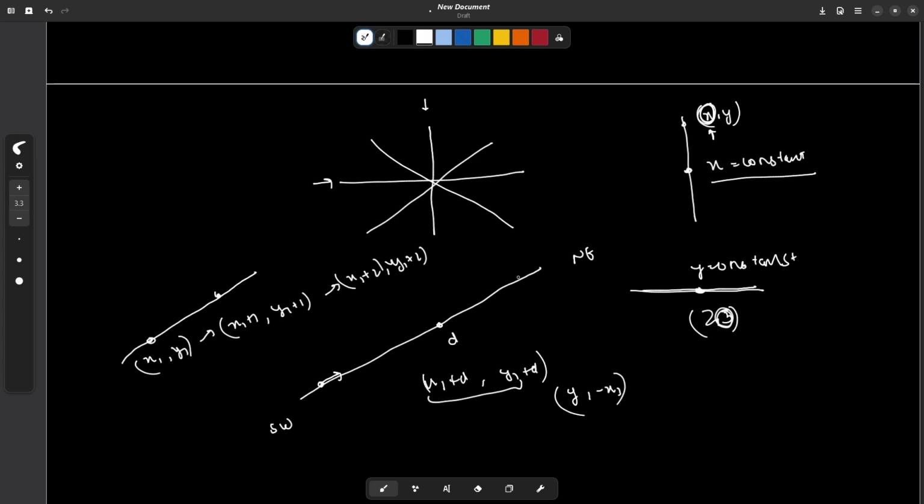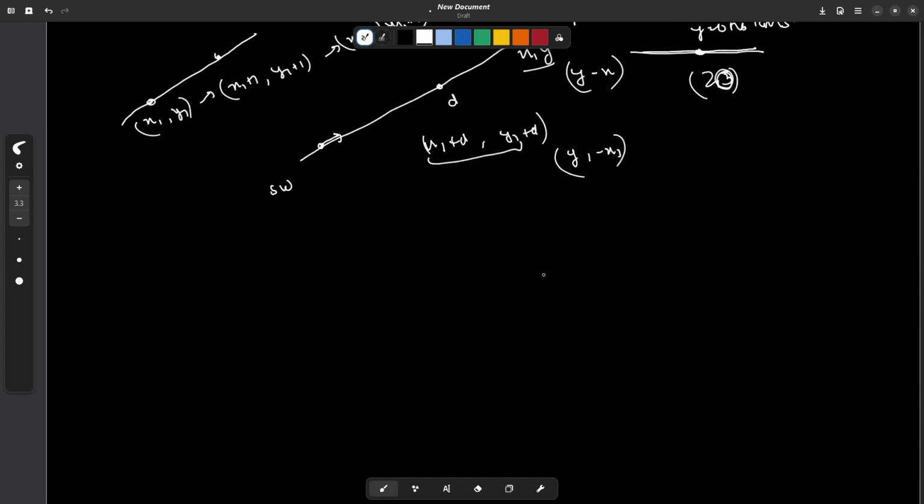So if I am at any coordinate, let's say (x, y), I can just try to find how many points have already existed which have the difference y minus x, because this difference is not going to change for all the points on a single line, right? Similarly, I can do the same thing for a line like this, which is running from northwest to southeast. Now what will happen in this particular case?